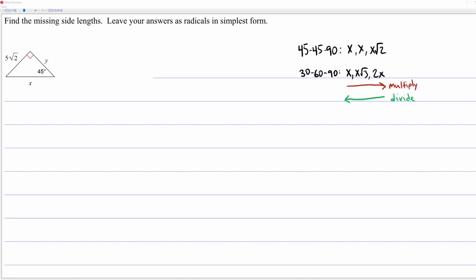This video is about special right triangles. This is an important topic before you learn trigonometry. Unfortunately, there are a couple of things that you have to have committed to memory, and I've already written those on the right side of the screen.